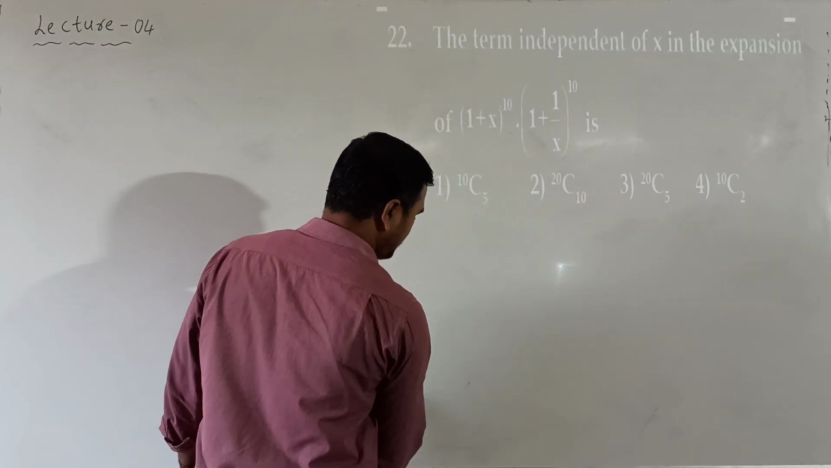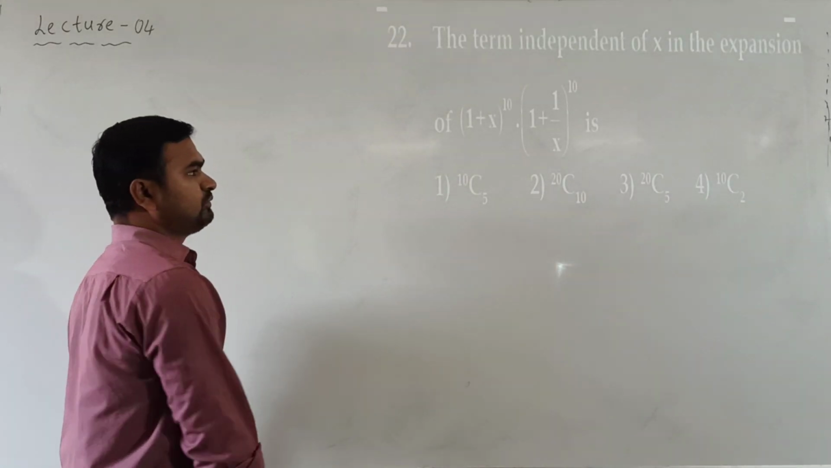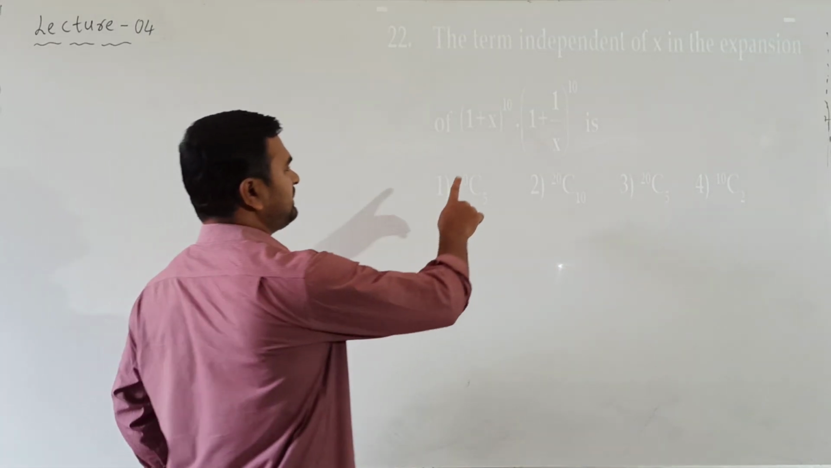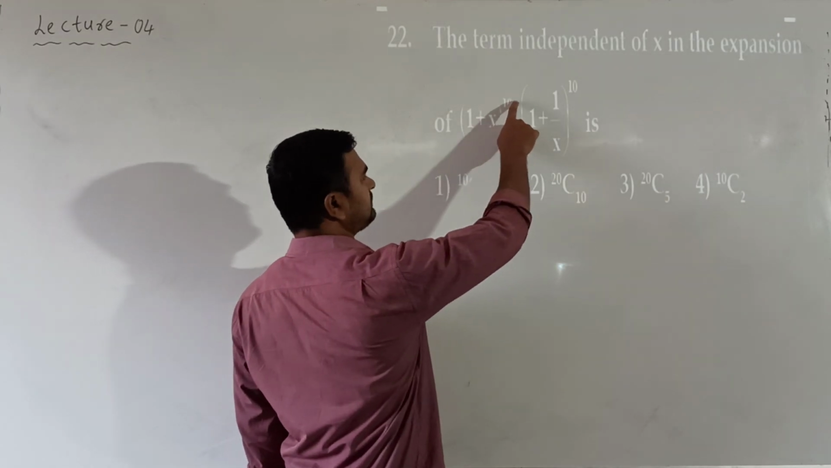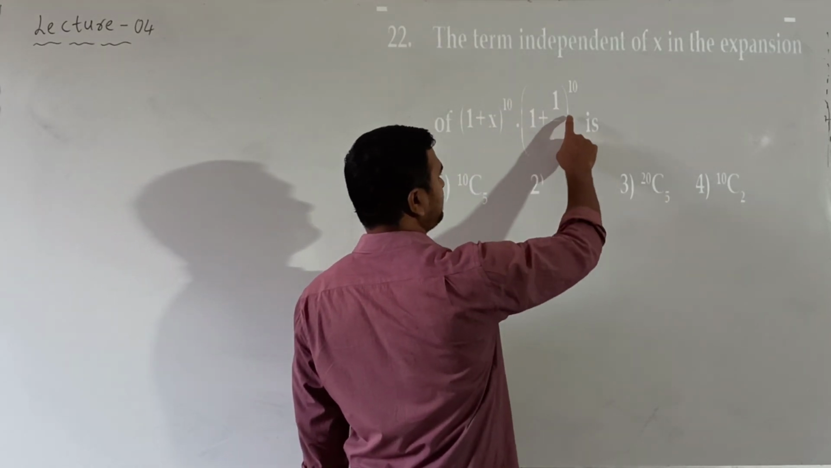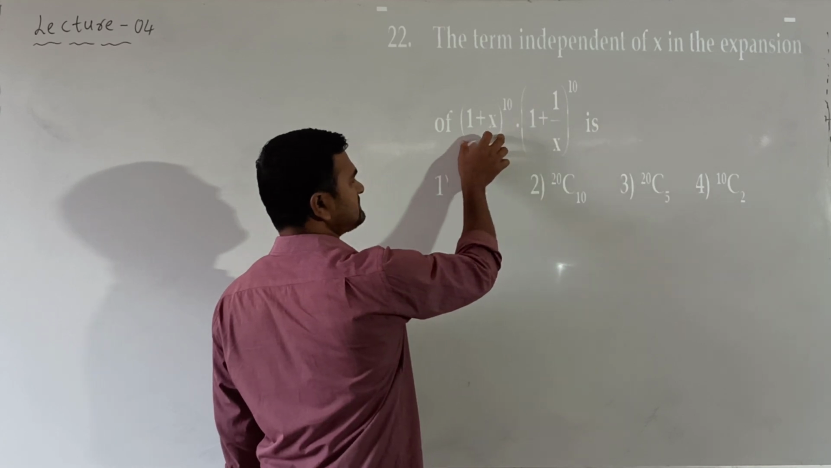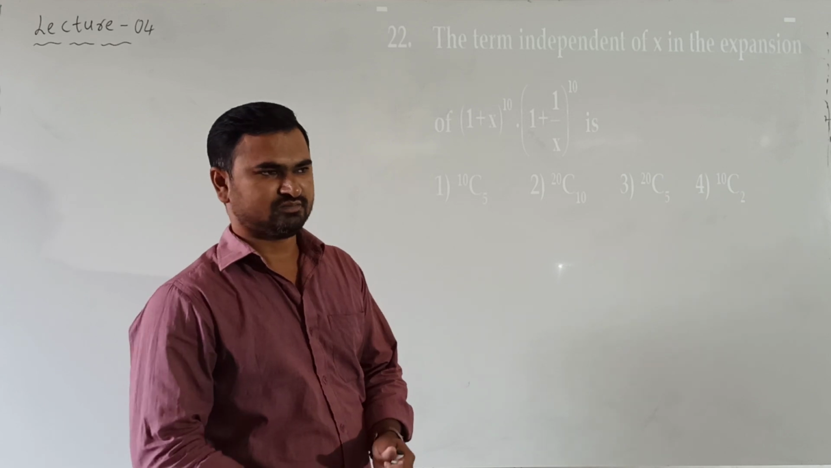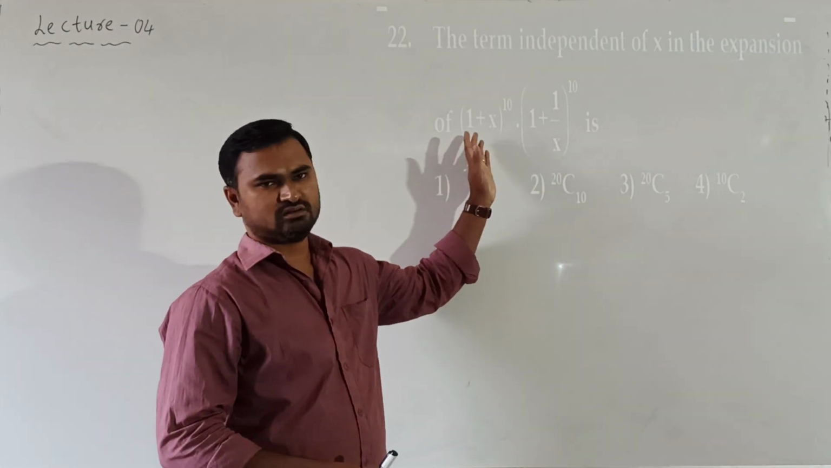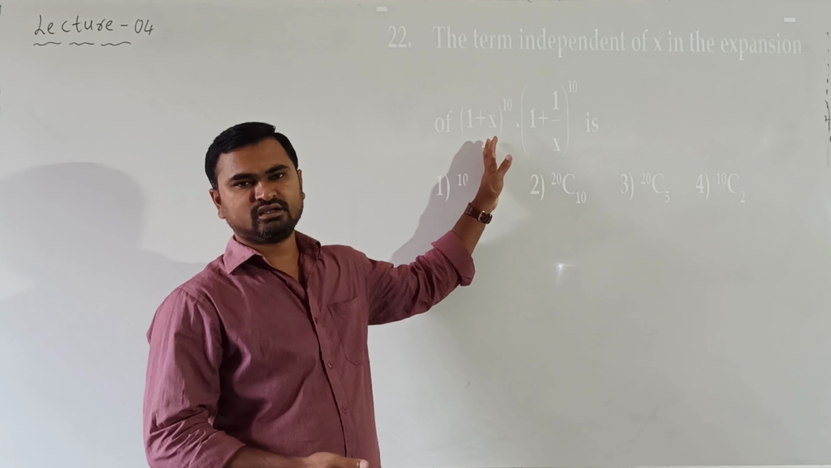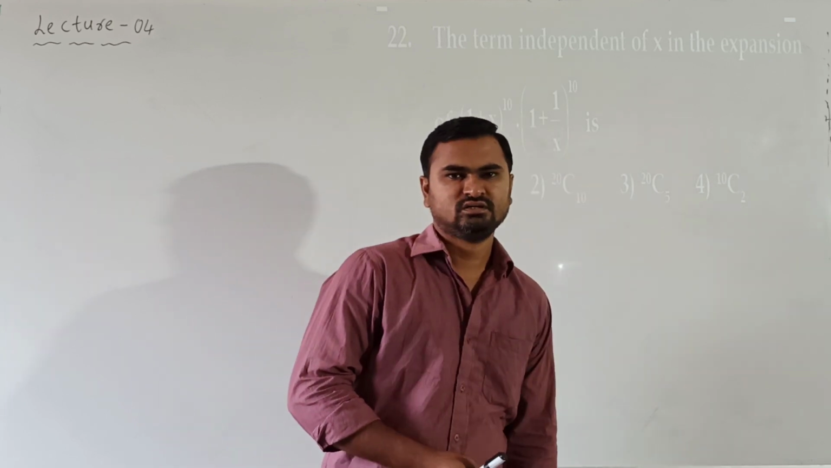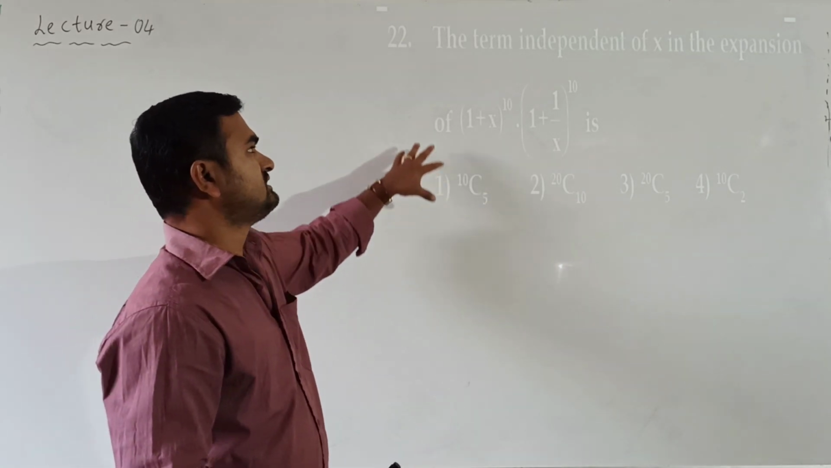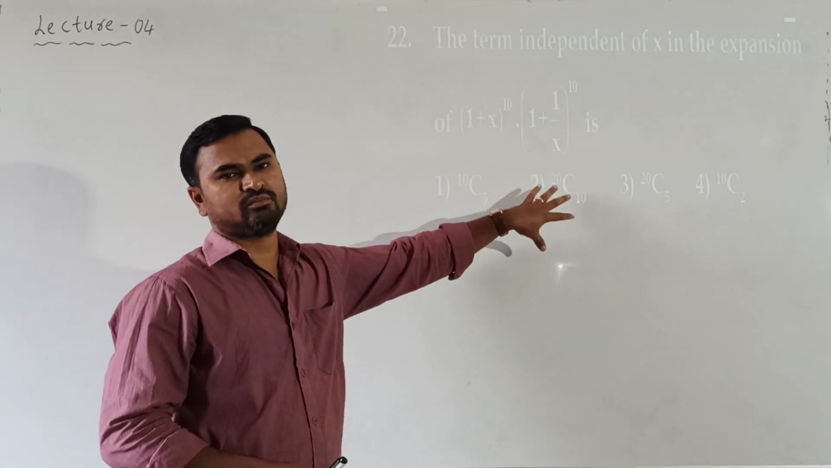Now if you observe, we are given the product of two binomials. One is (1 + x)^10, another is (1 + 1/x)^10. In this expansion we get 11 terms, and in this expansion again 11 terms. So if I multiply all this, totally we will be getting 121 terms. So writing all those 121 terms and finding which term is independent of x will be complex.